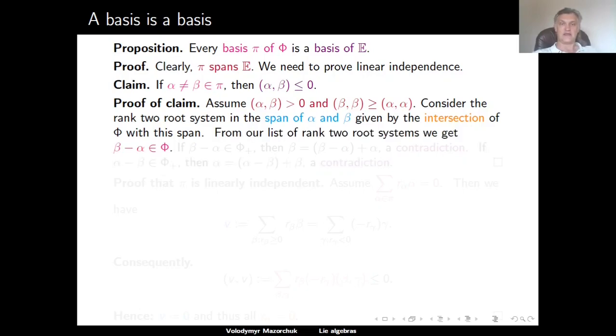And the point is that if we look at our list of rank 2 root systems, we will see that beta minus alpha is a root. So if we assume that the scalar product of alpha and beta is greater than 0, and if the root beta is longer than or the same length as alpha, then beta minus alpha is a root.